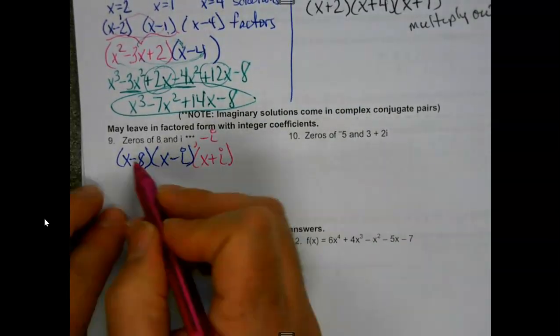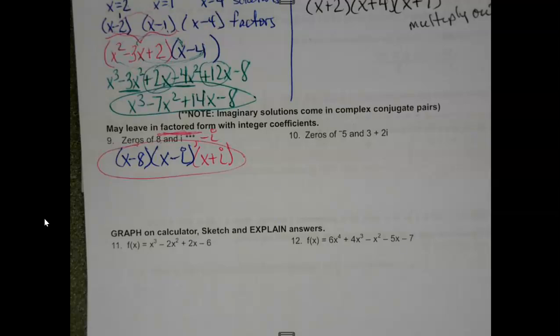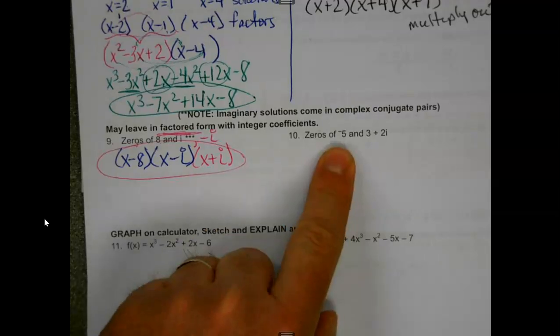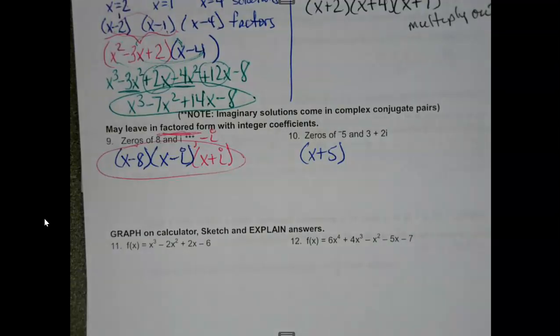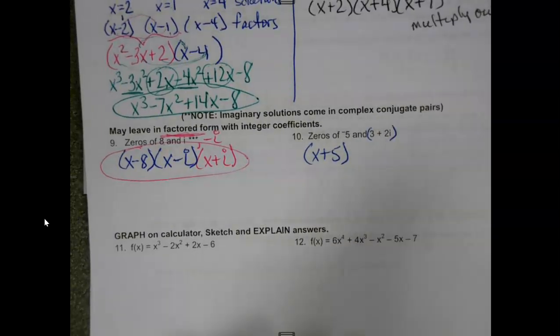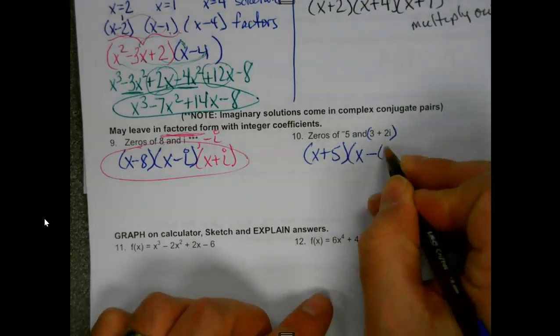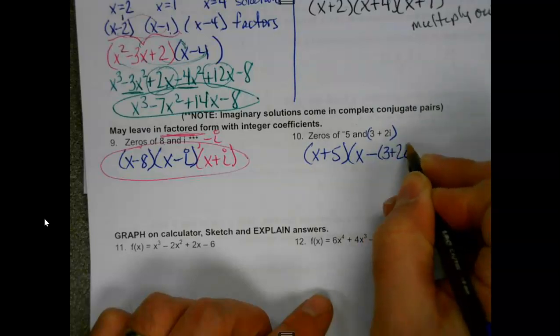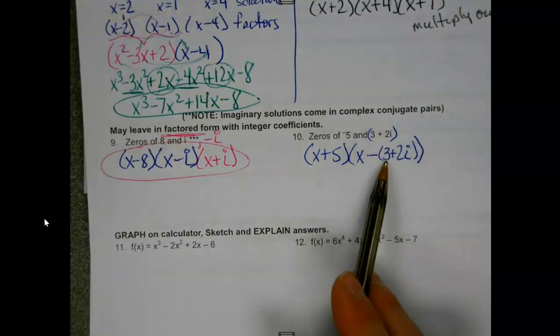And since it says we may leave it in factored form, then we're just going to leave it in factored form because it says we can. So if we do that here, x plus 5. Now, this is the part that gets a little more kooky. These are bonded together, this 3 plus 2i. So you're like, wait, how does that work? x minus, we're going to fix this up in a minute. Because again, we're doing opposites. So I'm doing the opposite of that zero.